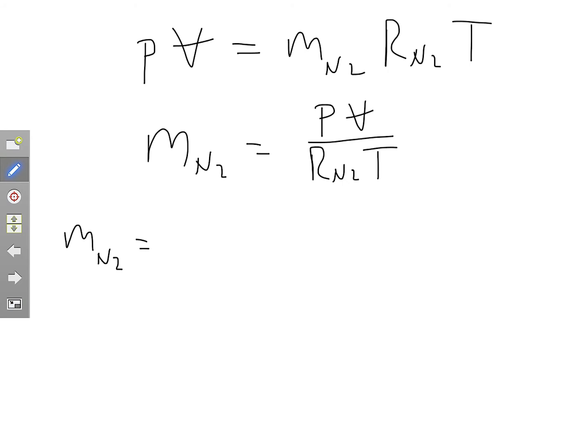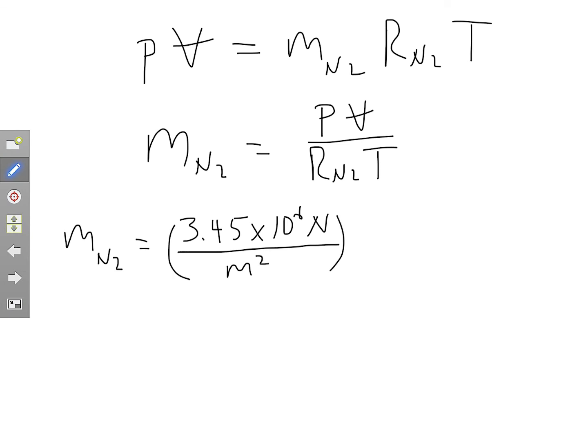So we have the pressure, 3.45 times 10 to the sixth. That's newtons over meter squared. That's what a pascal is, a newton over a meter squared. The volume is 481 meter cubed, and that's just over 1. There are no units in the denominator.